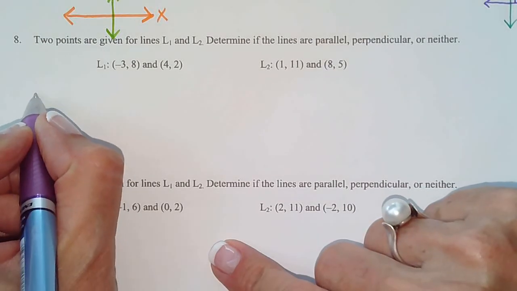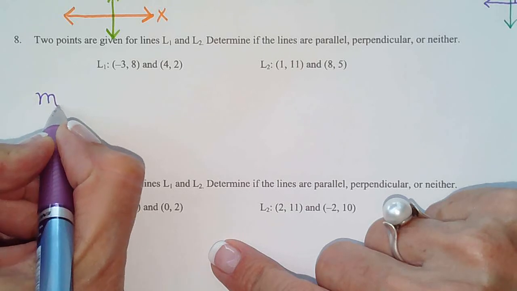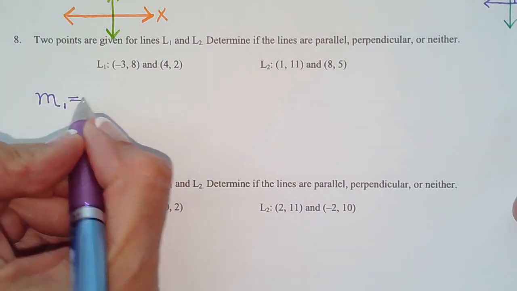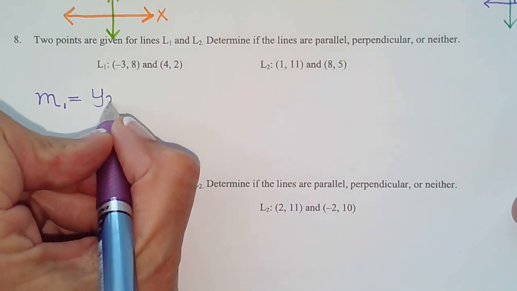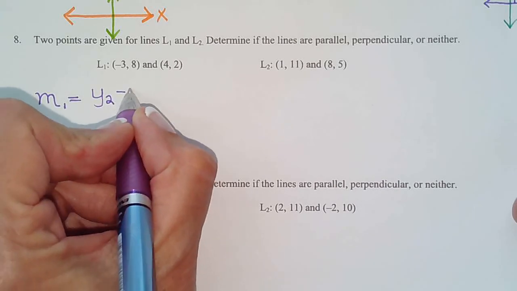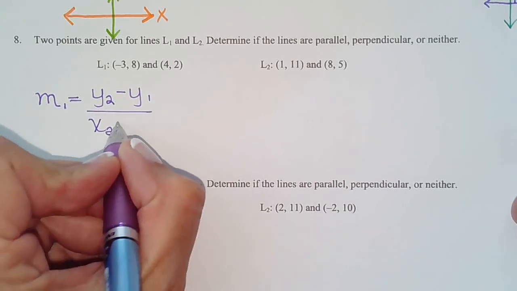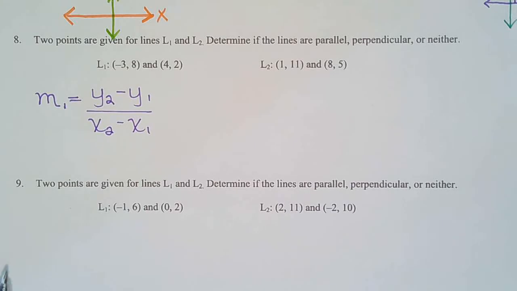So first we want to find the slope of the first line. So we'll call that M1. And again, we haven't written the formula 6 times, so let's keep writing it. Second y minus the first y over second x minus the first x. And sometimes students will stop me and go, well, how did you know to do the slope?